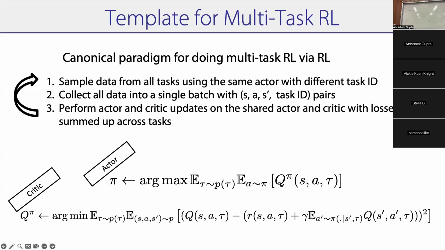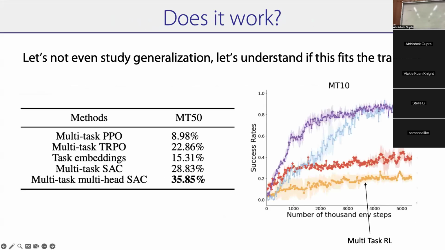And if you do this, you see that it does extremely poorly, right? So you see that multitask RL does really badly. It's sitting at like 20%.